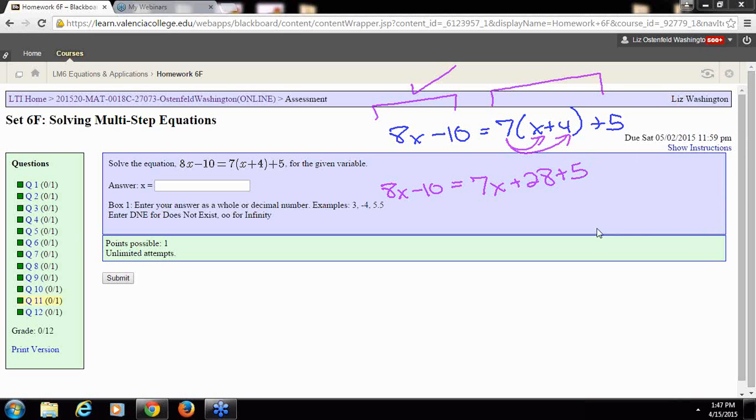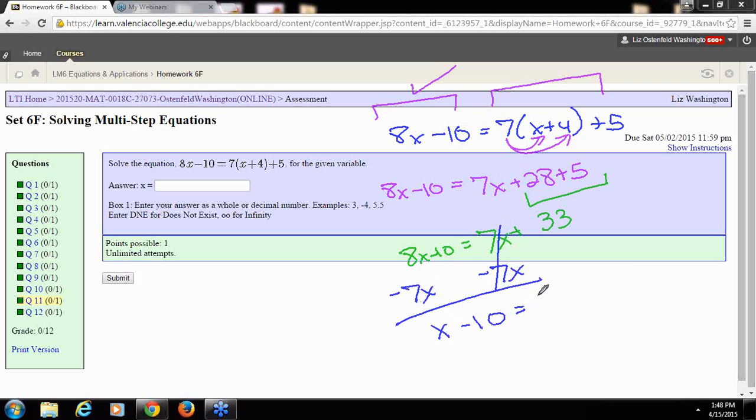Again, I have to combine like terms, so I'm going to combine the 28 and the 5. Since they're both positive numbers, I'm going to add them together to get a 33. I'm going to bring down everything else. Bring down my 8x minus 10 and my equal sign. And now I'm going to work on getting all my variables to the left-hand side by doing minus 7x. It cancels it from the right, leaves me with just 1x minus 10 equals 33. And then I'm going to continue to get my variable x by itself by adding 10 to both sides. Leaves me with x equals 43.